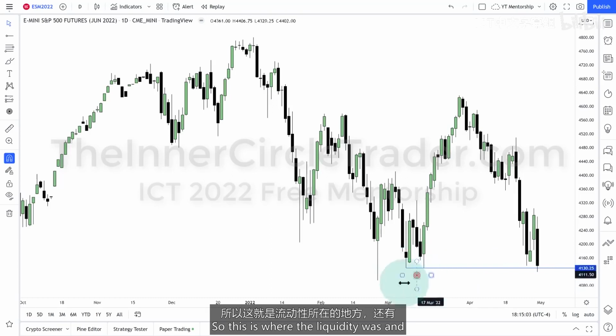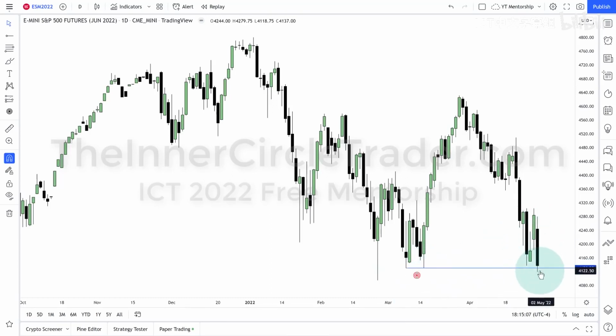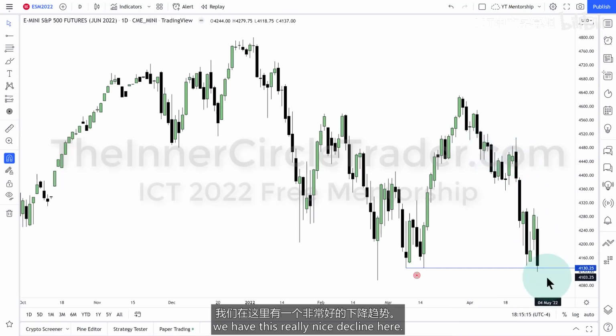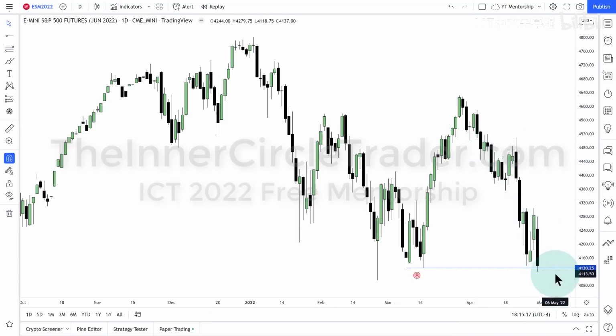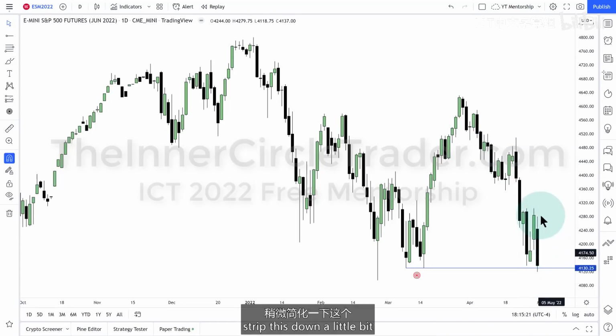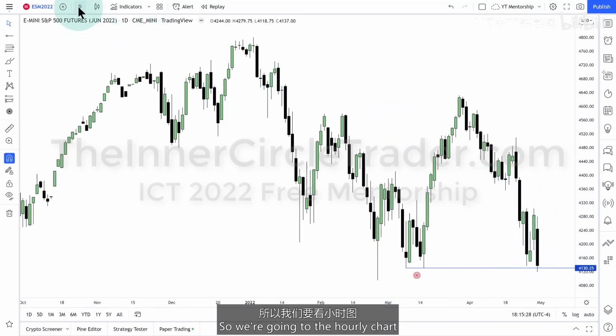So this is where the liquidity was, and they tapped into it today, right? You knew about it up here. You knew about the order block up here. You knew about the seasonal tendency I outlined. And we have this really nice decline here. So I'm going to take you into the marketplace and strip this down a little bit and give you some more details. So we're going to the hourly chart.